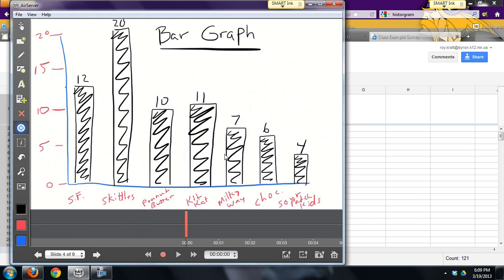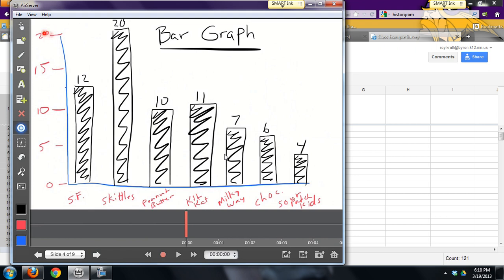So my largest number was the Skittles, okay? 20 people preferred Skittles as their favorite. So I knew that I had to go from 0, because you always start at 0, all the way up to 20. 20 had to be my maximum. Now, in order to make my scale here and kind of keep everything evened out, because this is spaced fairly well, got about the same distance between each of these. I didn't use a ruler or anything. I just kind of eyeballed it.